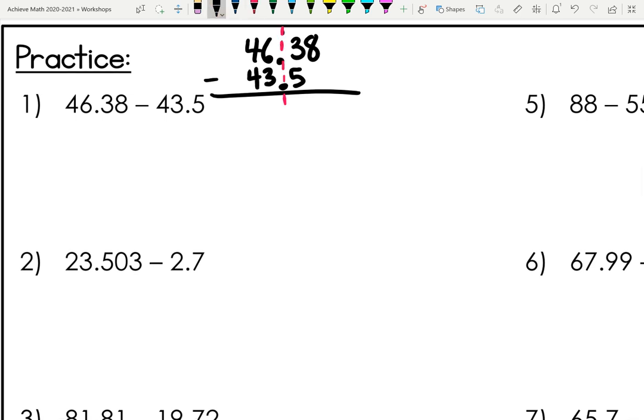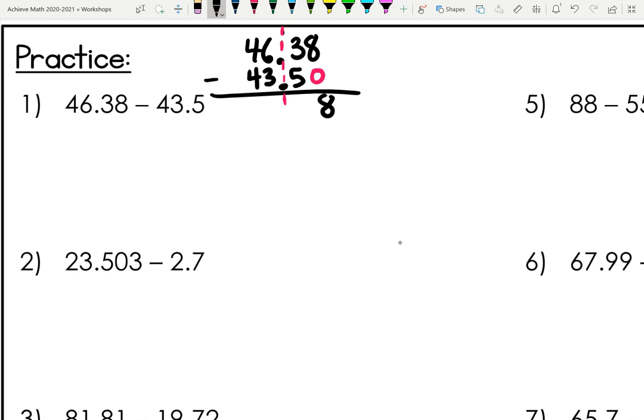So now I'm going to go ahead and subtract. And you have to remember that if you're having a processing error where you're like, what, 8 minus nothing? Oh yeah, the digit 0 represents nothing. So I'm going to go ahead and subtract. 8 minus nothing is 8.